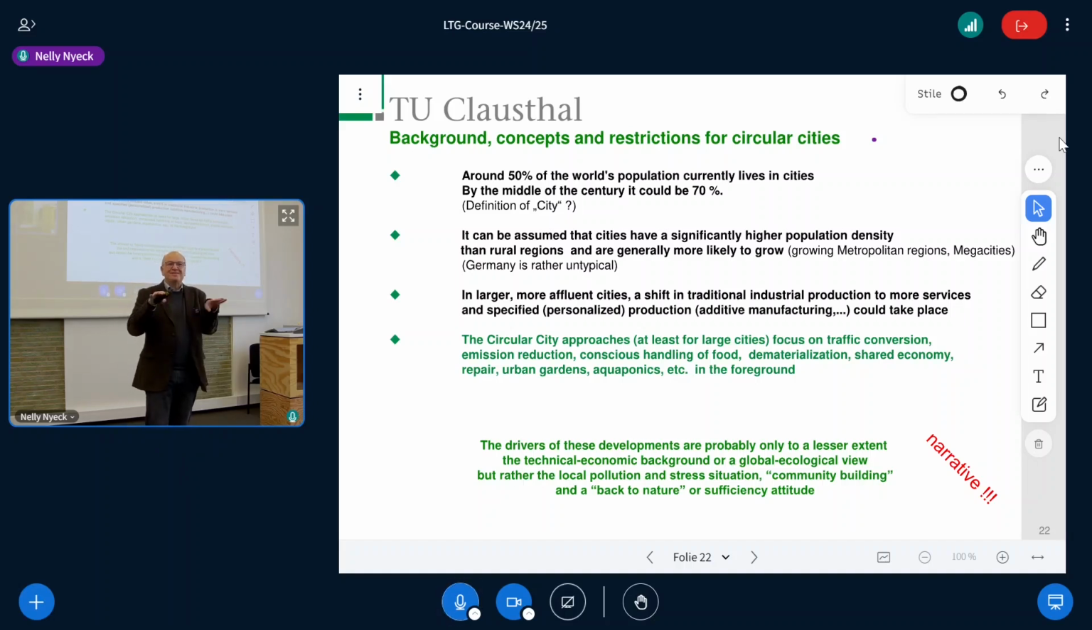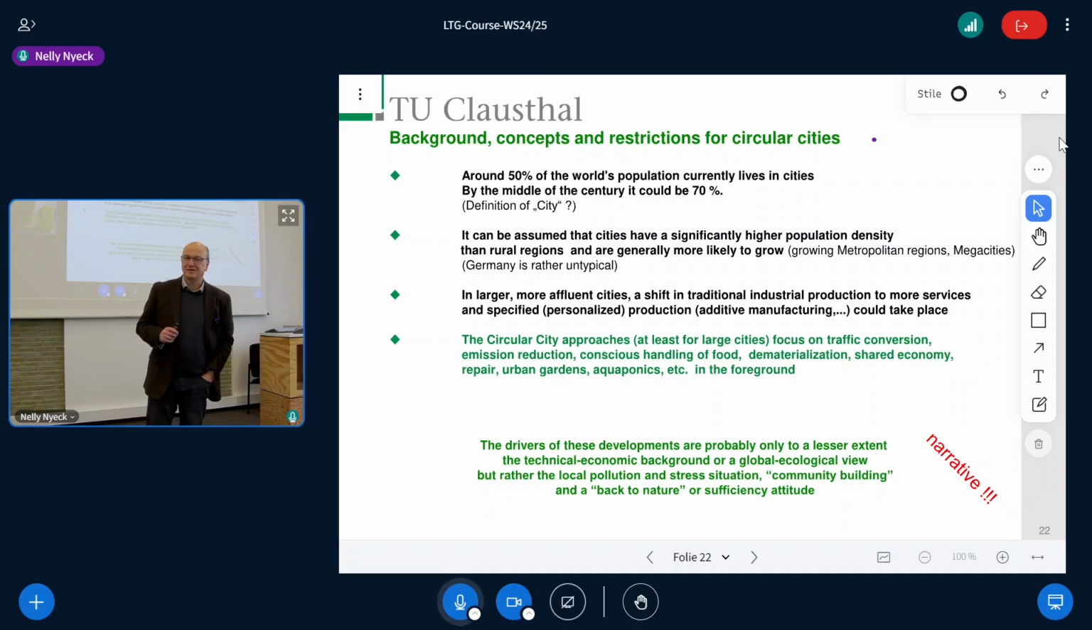There is no fixed definition. It's not that I can say, okay, this is exactly what everybody worldwide would understand under a city. But if you go to China or India and tell, okay, I have some place where 16,000 people live, okay, well, it's a larger family, not even a village, but yes, something like that. Well, it can be assumed that cities have a significantly higher population density, that's important, than rural regions and are generally more likely to grow.